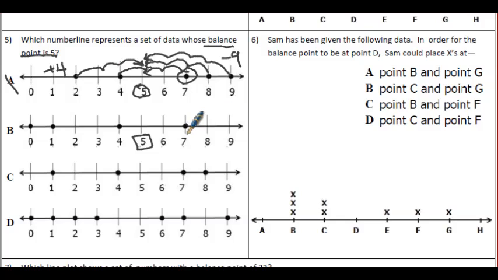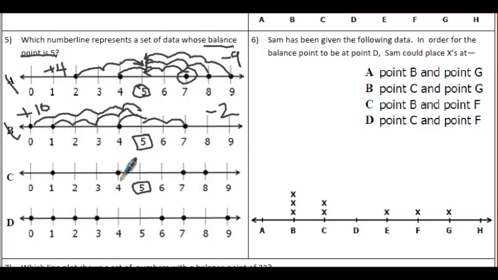Now for B, I want to get it to 5, so I'm going to subtract 2, and then I'm going to add 1, 2, 3, 4, 5, 6, 7, 8, 9, 10, and I see that adding 10 and subtracting 2 does not balance out on 5. So for C, I'm going to add 1, 2, 3, 4, 5. And on the right side, I'm going to subtract 1, 2, 3, 4, 5. So that seems to balance out on 5.